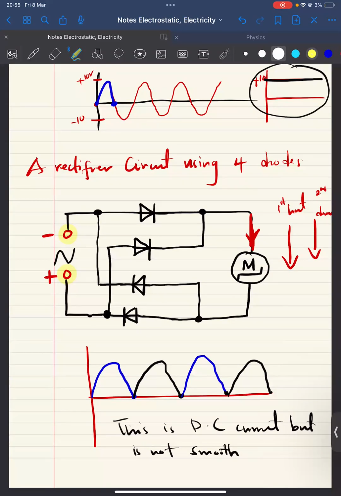You have to understand how it works. This is called smooth.